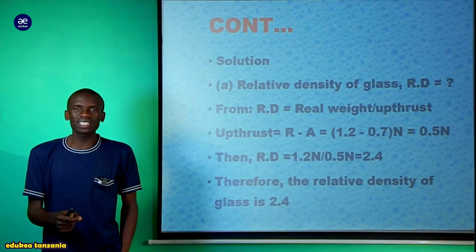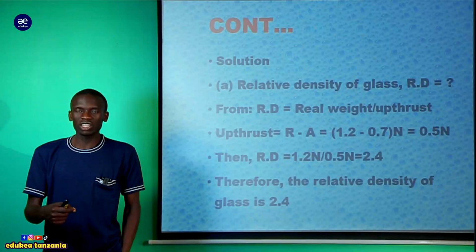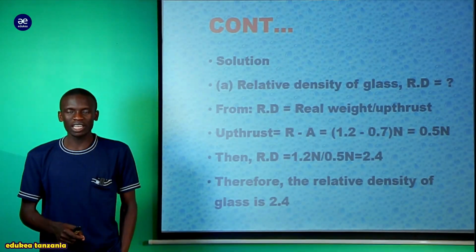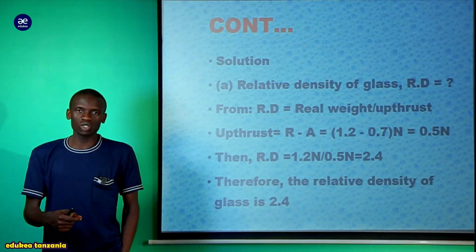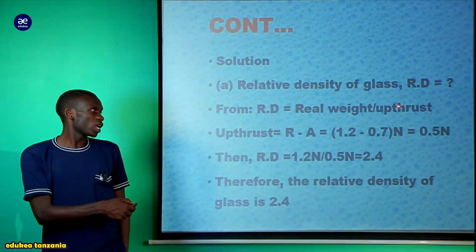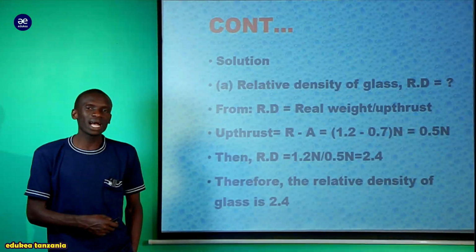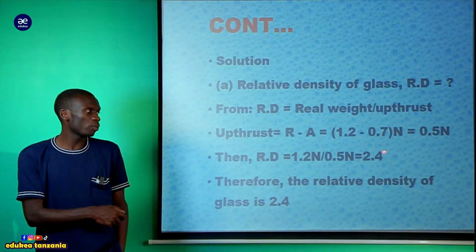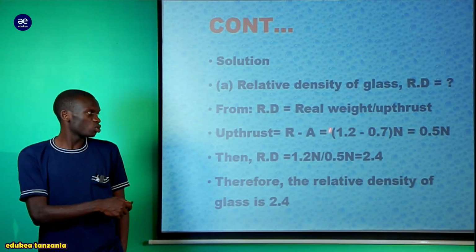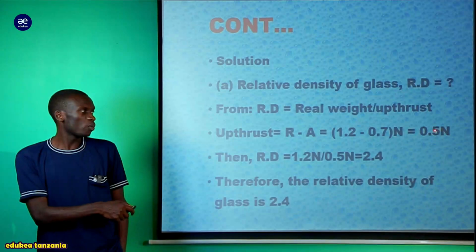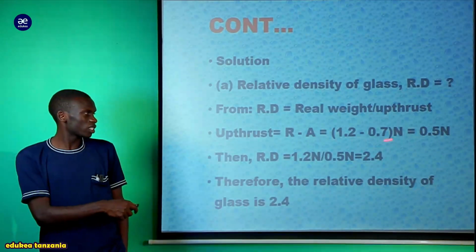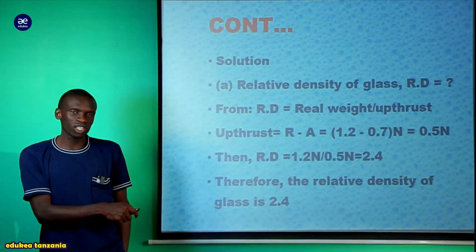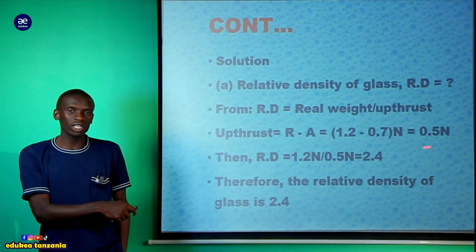We know that upthrust is the loss of weight when an object is immersed in a fluid. So to get upthrust, take real weight minus the apparent weight. Real weight 1.2 minus apparent weight 0.7. If you subtract, you get 0.5 Newton. So this will be the upthrust, or the apparent loss in weight.